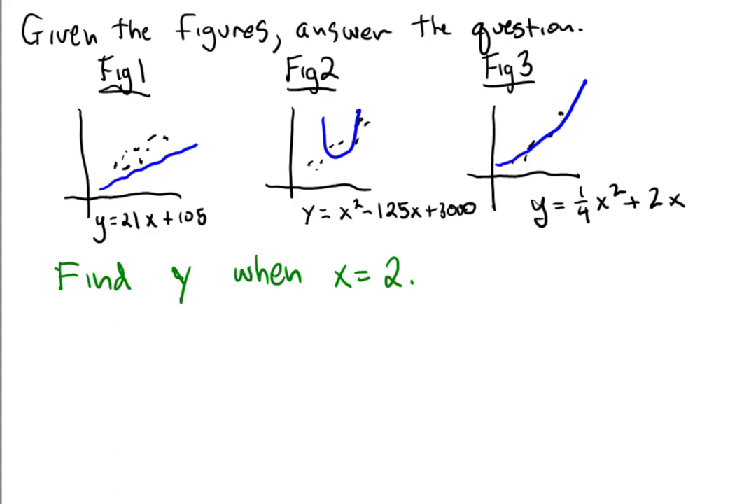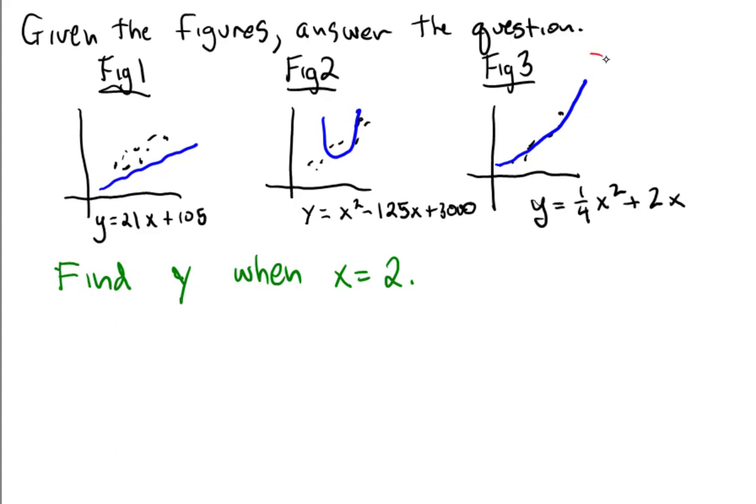To the far right in figure 3, we have again a parabola, but it only looks like half of the parabola showed up in the figure, but it fits the black dots pretty decently in my opinion. So given the figures, we have to answer a question which says find y when x equals 2. So to do that, if we look really closely, I think figure 3 is going to be the one that we're going to go with.